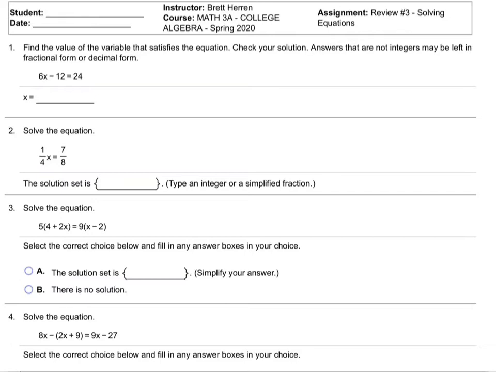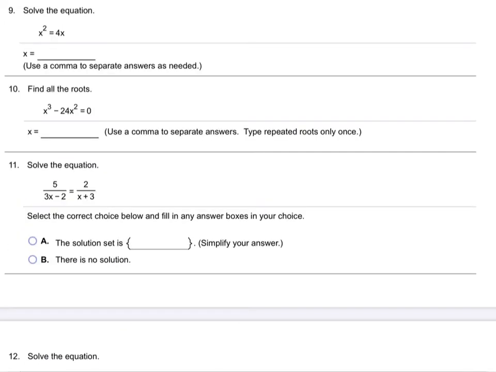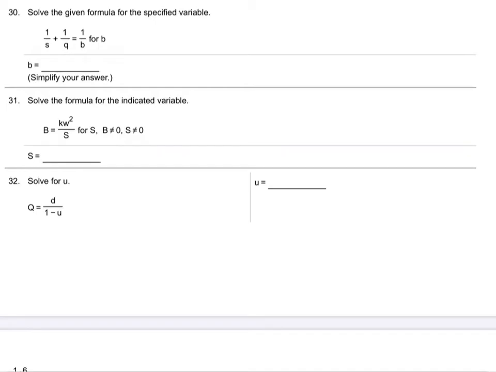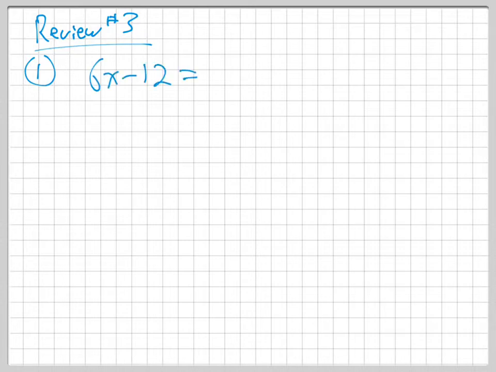6x minus 12 is 24. Yeah, got it right there. Make it bigger for you. Oh, this one's long. Oh my goodness, we got to get going. All right, so this is review number 3, question 1. 6x minus 12 is 24.